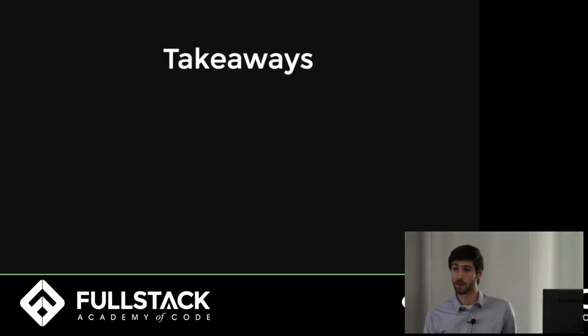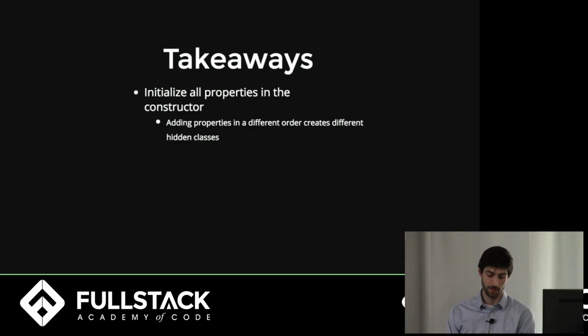So a couple key takeaways to keep in mind as developers. First of all, you want to try, when possible, to initialize all properties of an object within the constructor function. This is because adding properties in a different order will actually cause V8 to use different hidden classes. You can see with those class transitions that we looked at before, it keeps track of the order that the properties are being initialized in. So try to do it all at once, all in the same order, rather than adding and removing things dynamically later on, so that V8 can reuse a lot of the same optimized code.